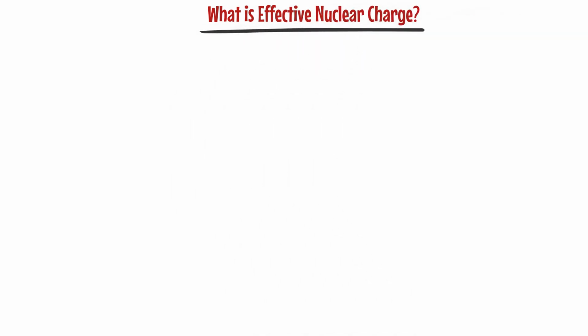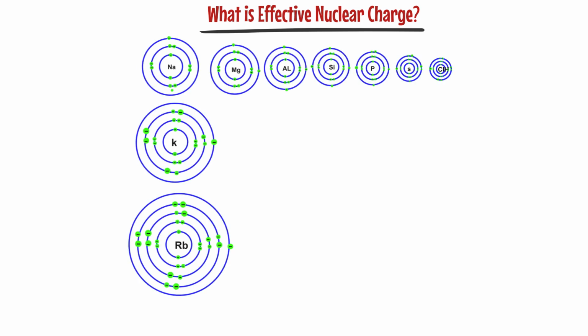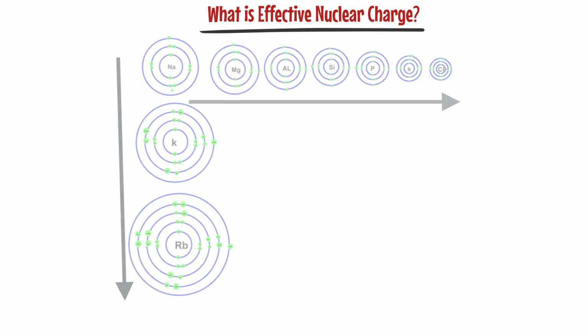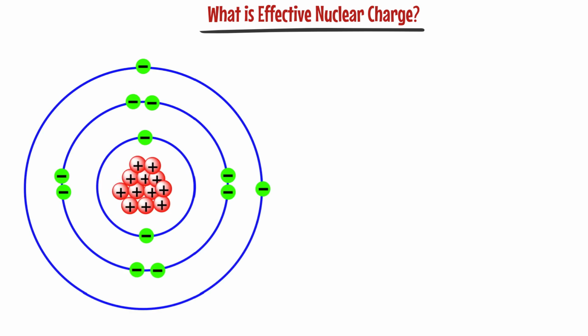What is effective nuclear charge? I'm going to teach you an easy way to understand effective nuclear charge. At the end, I will show you the trends of effective nuclear charge in a group and in a period of the periodic table. Consider an atom of magnesium.